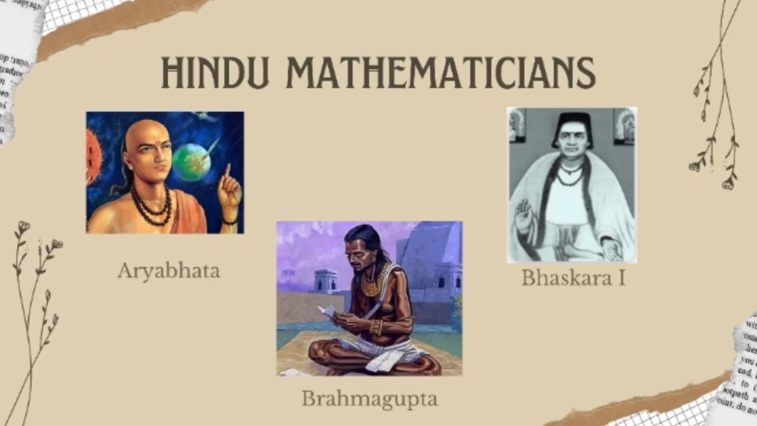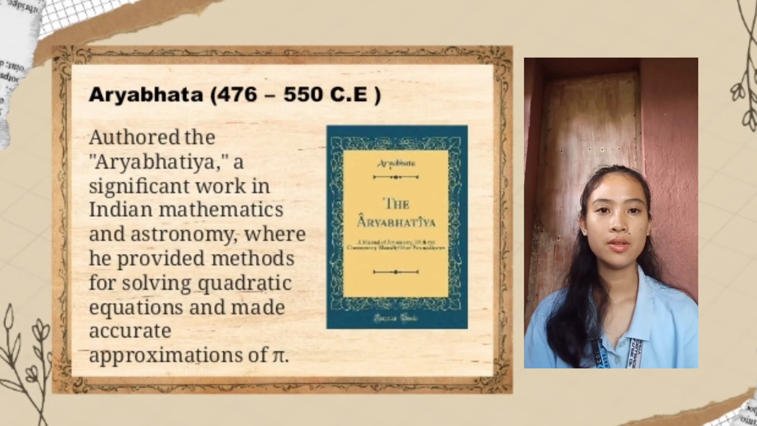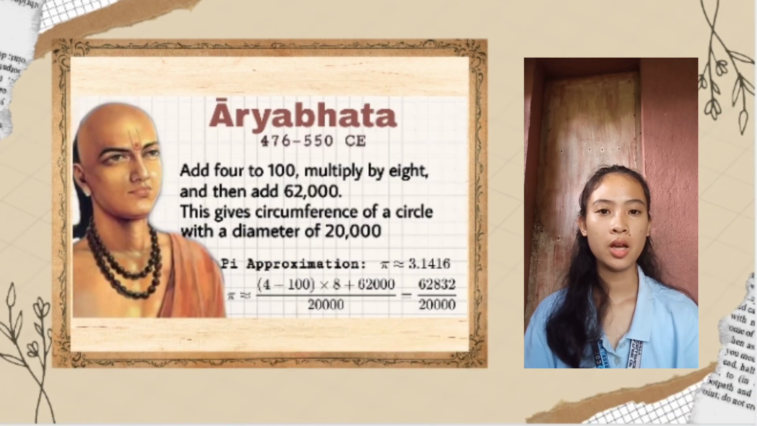In Hindu civilization around 476 Common Era, Aryabhata authored the Aryabhatiya, a significant work in Indian mathematics and astronomy, where he provided methods for solving quadratic equations and made an accurate approximation of pi.